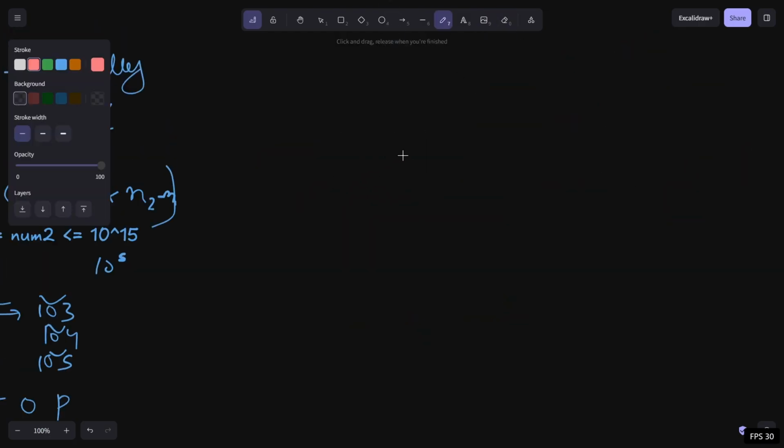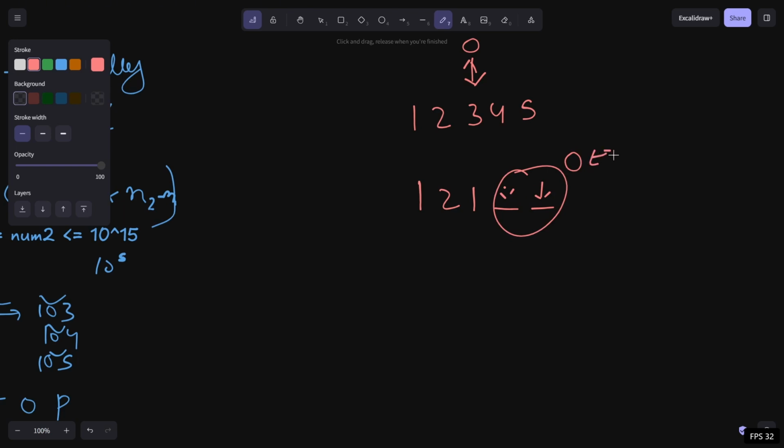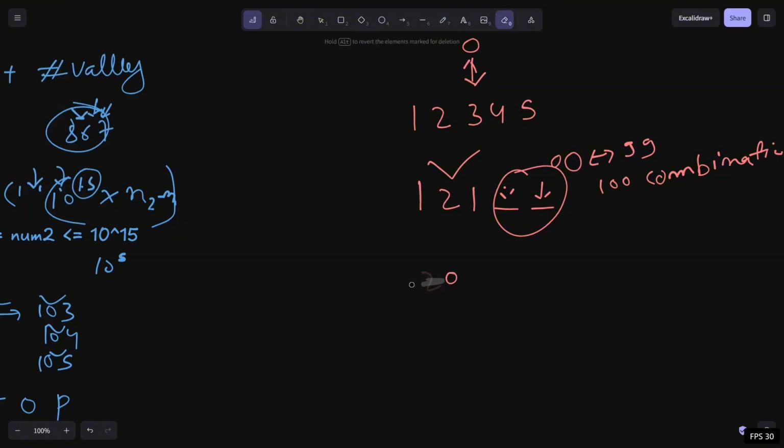Suppose we are given a number 1, 2, 3, 4, 5, and we have to calculate from 0 to 12345. In between we got a number like 121, and the remaining part can be anything. It can take up to 100 combinations, from 00 to 99. So from 12100 till 12199, we are going to get 100 values.